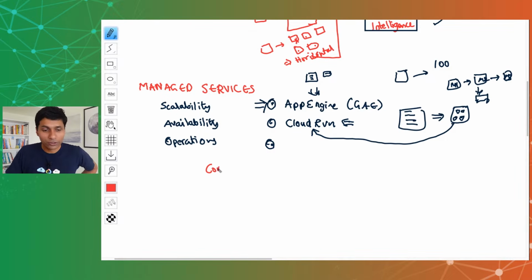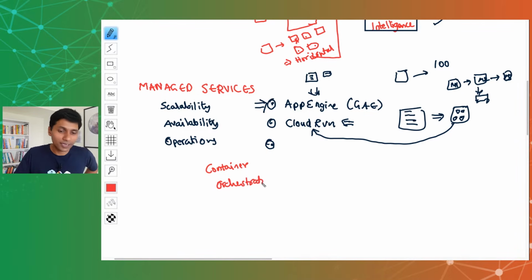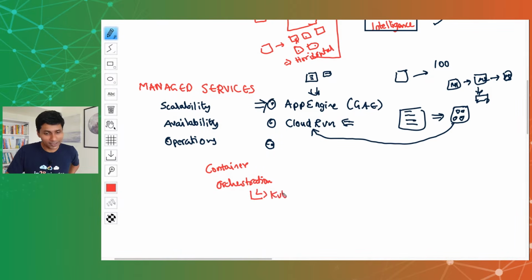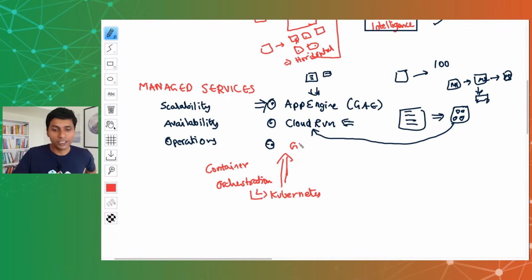So what you need to make use of is container orchestration. And the most popular container orchestration solution in the IT world today, what is it? It's Kubernetes. And Kubernetes service is also available in Google Cloud. What is the service that's available in Google Cloud for Kubernetes? It's GKE, Google Kubernetes Engine.